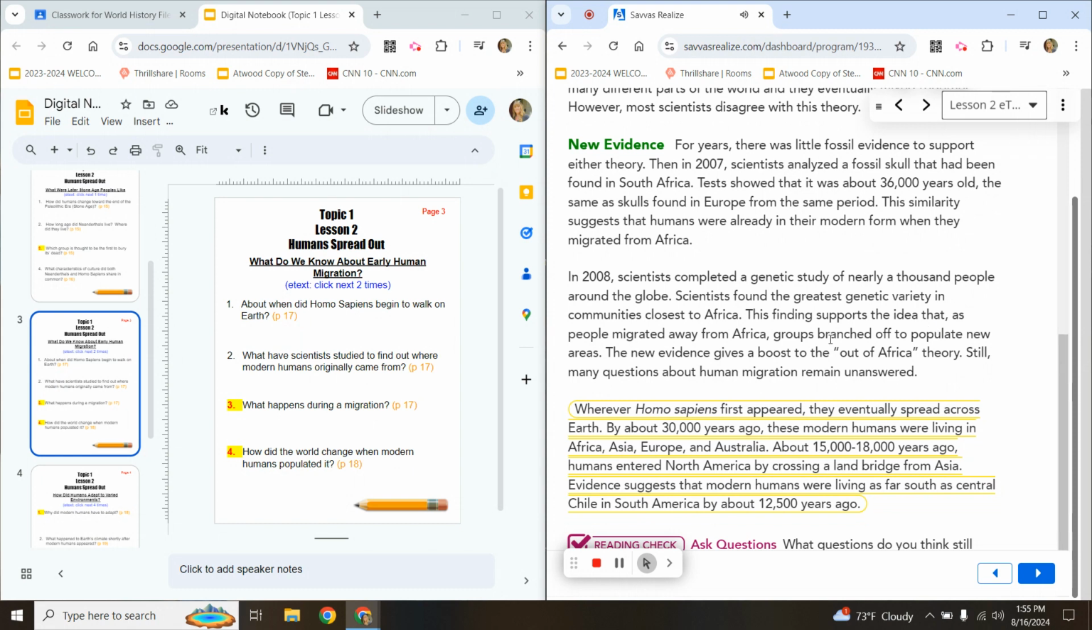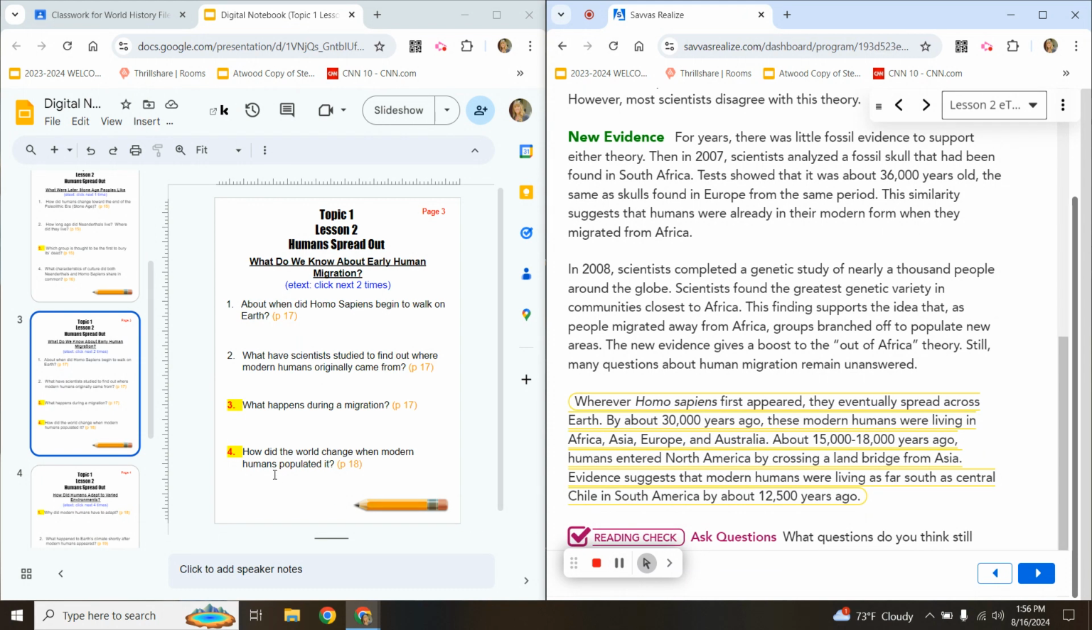Still, many questions about human migration remain unanswered. Wherever Homo sapiens first appeared, they eventually spread across Earth. By about 30,000 years ago, these modern humans were living in Africa, Asia, Europe, and Australia. About 15,000 to 18,000 years ago, humans entered North America by crossing a land bridge from Asia. Evidence suggests that modern humans were living as far south as central Chile in South America by about 12,500 years ago.